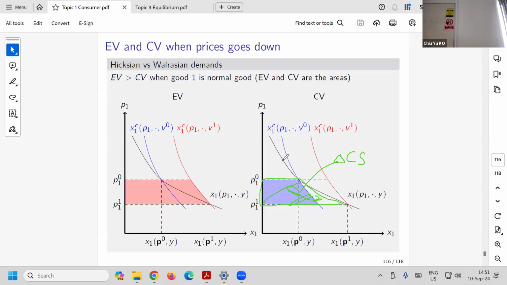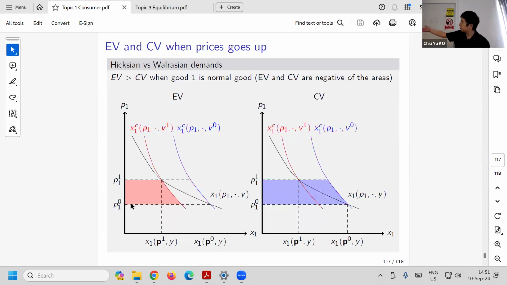Is that okay? I hope I gave you the idea of why this is true. I did the normal good, and you can do the inferior good, with the same graph, by yourself. I put it here, but you will see the same. This explains why in this case the consumer surplus is bigger than the EV. Of course, this is not a serious proof. You have to do the math, but the real proof is not too different from the graph. It just gets more formal, but that's the idea. Is that okay?